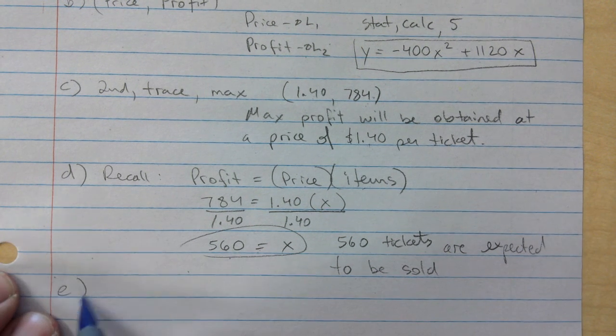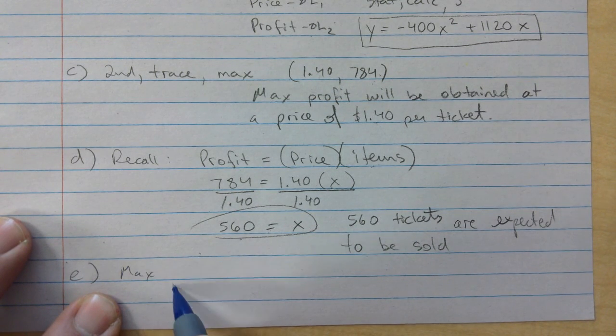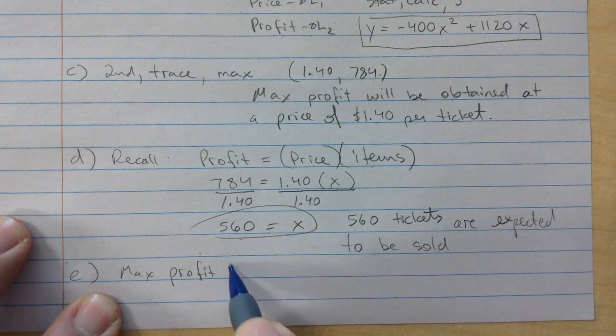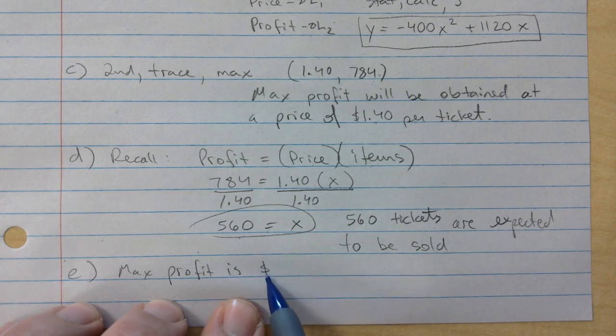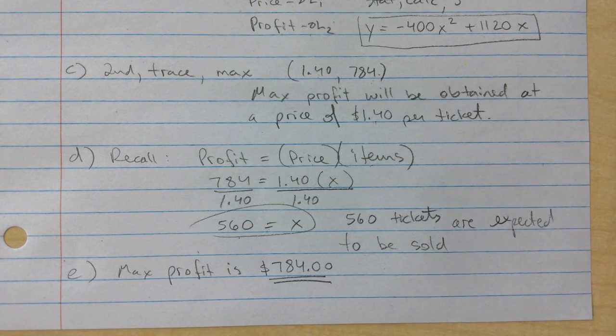E, we can answer that briefly, and then the rest I'll do tomorrow. Maximum profit is $784. Make sure you have units here. Okay. You get that from there.